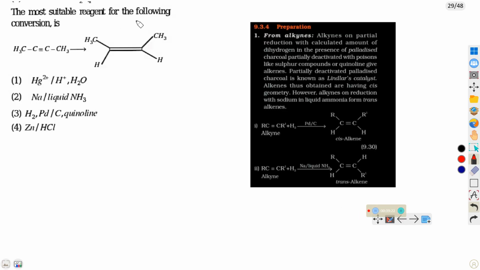Most suitable reagent for the following conversion. Alkyne is converted to cis-alkene, because the same type of atoms or groups are present on the same side of the plane of the C double bond C. Cis alkene, so palladium on carbon. Third one.